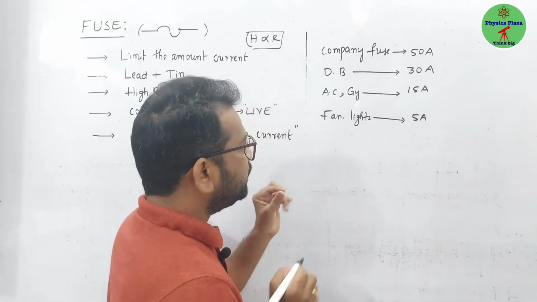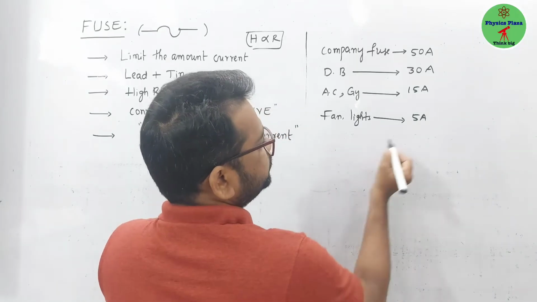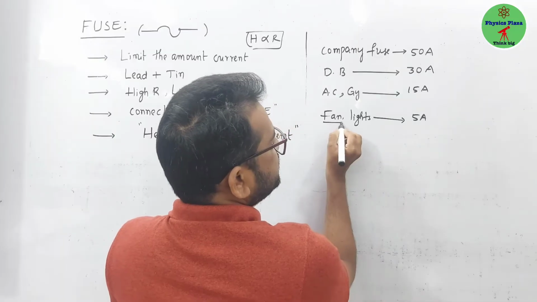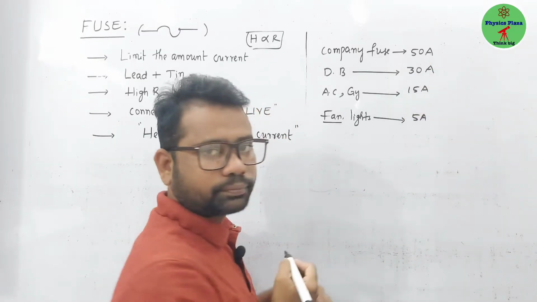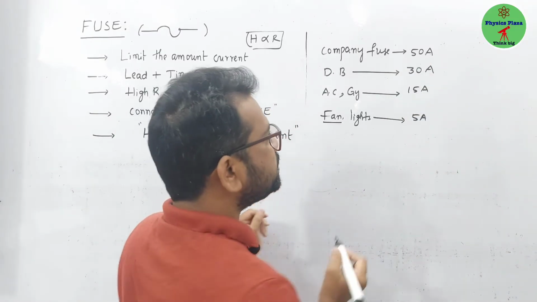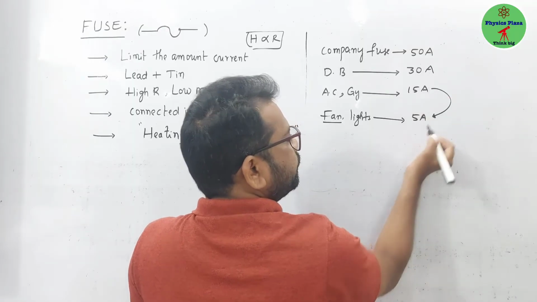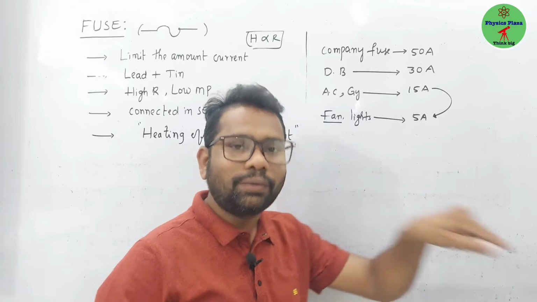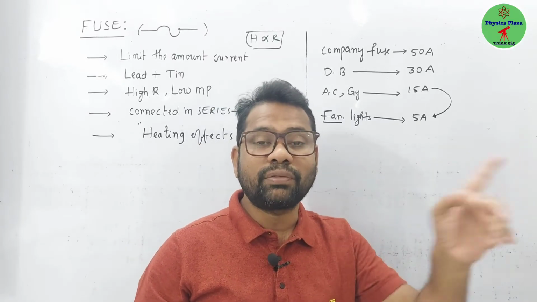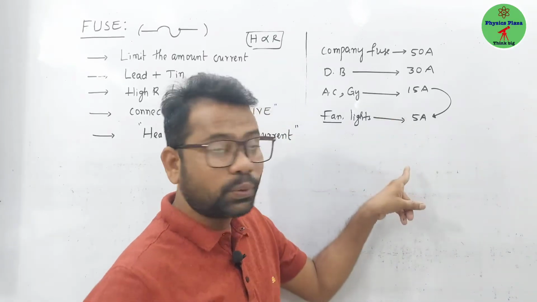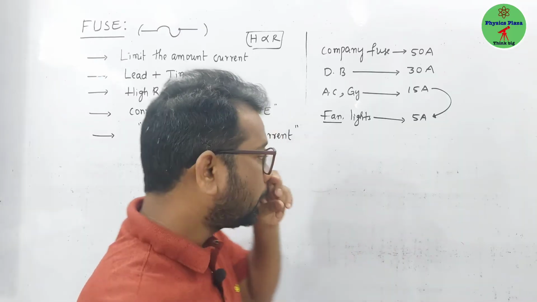For example, if this fan is connected to the fuse, it can work. But the problem is, if this geyser is connected to this fuse, what will happen? Now let us see that. So we cannot connect whatever we want. Based on this, we have a small numerical.